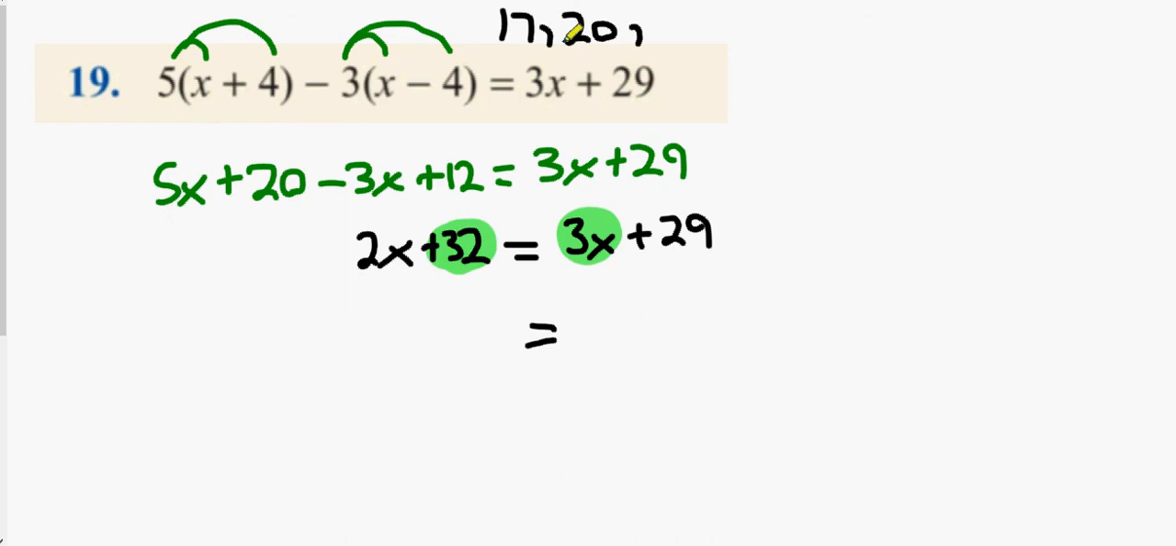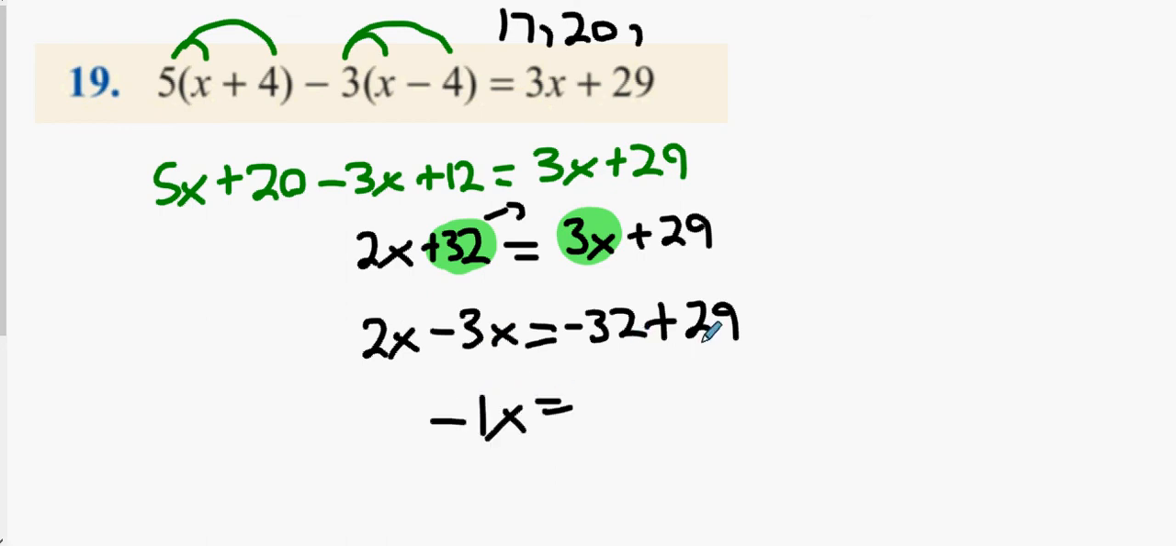What does that mean for the next line? It means 3x becomes minus 3x. 3x moves from the right, goes to the left, becomes minus 3x. And then 32 becomes minus 32. 2x take away 3x is minus 1x. Minus 32 plus 29. You owe somebody 32 euro and you have 29 euro.